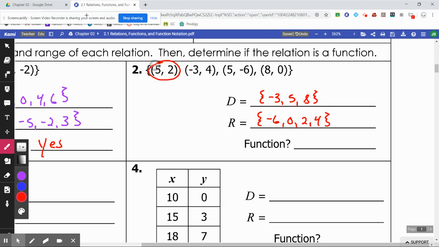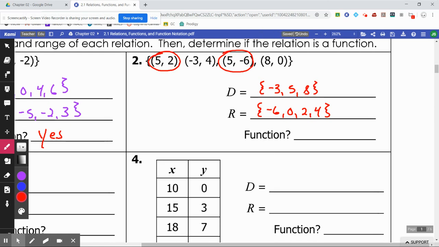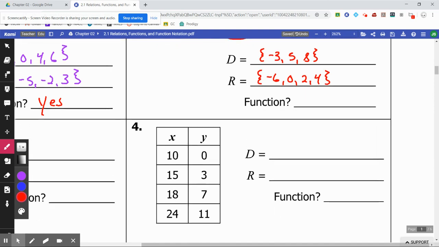However, there's a problem here. If there's any x value that is paired with multiple y values, 5 here as an input is paired with both 2 and -6, this would not be a function.